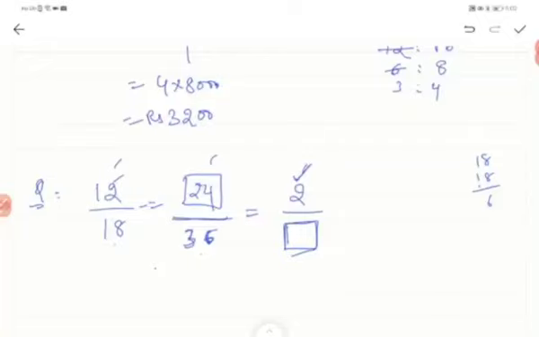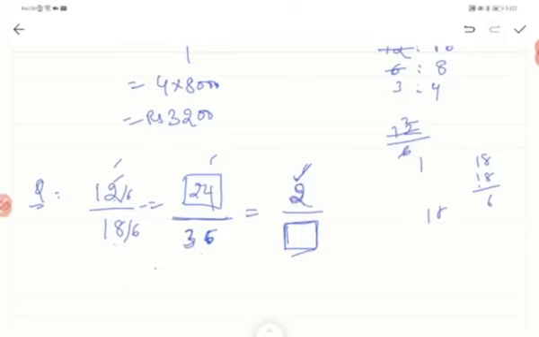So when will you get 2 for 12? If you divide by 6, isn't it? 6 1s are 6, 6 2s are 12. So when I am dividing this with 6, I will divide the numerator also with 6. So 12 by 6 is 2.